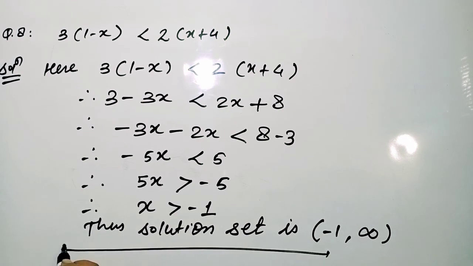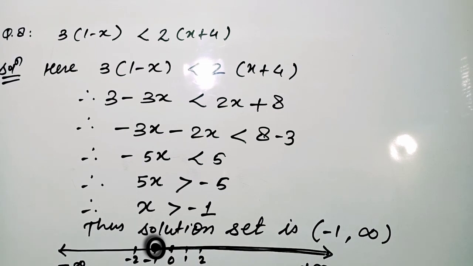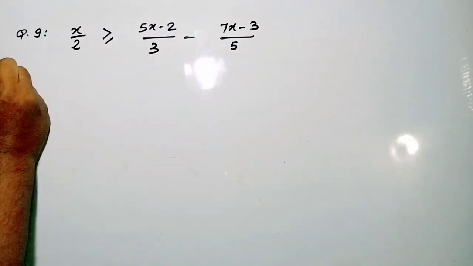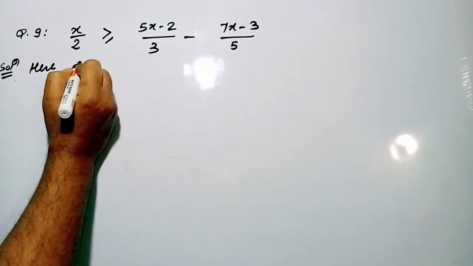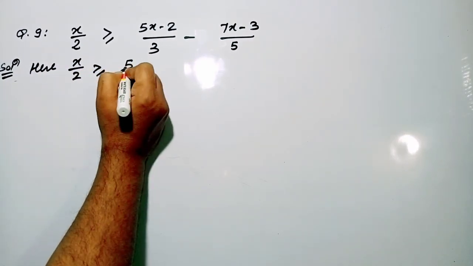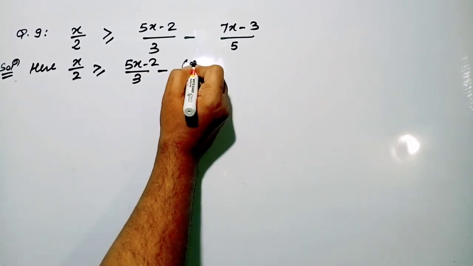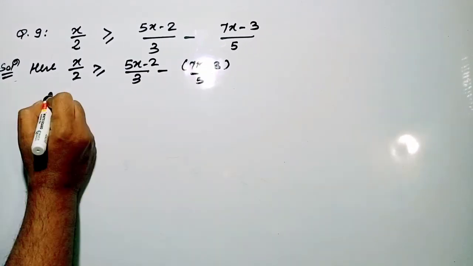So representing these things on the number line, the points between -1 to positive infinity. The point on -1 will be an open circle, because we are considering the interval -1 to infinity, an open interval. So the solution set is -1 to infinity. Here is the next question: x/2 ≥ (5x - 2)/3 - (7x - 3)/5.